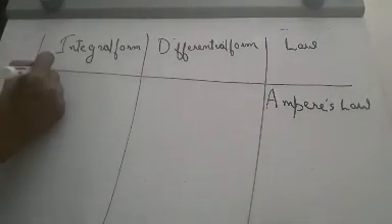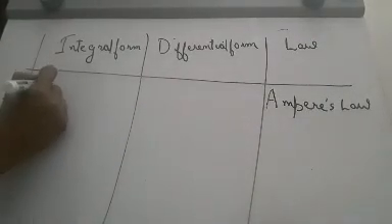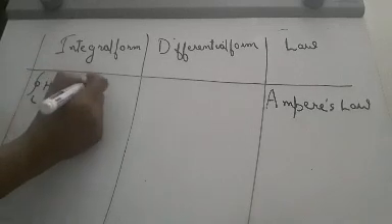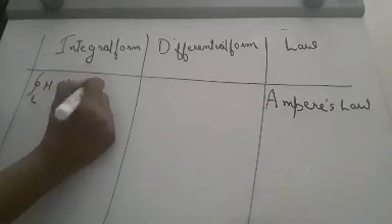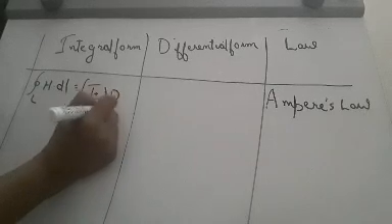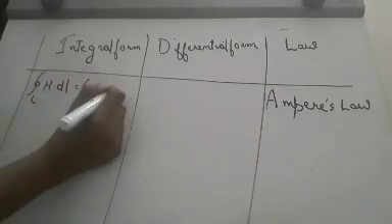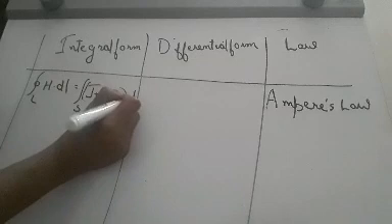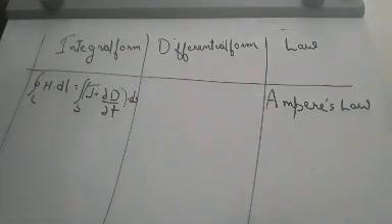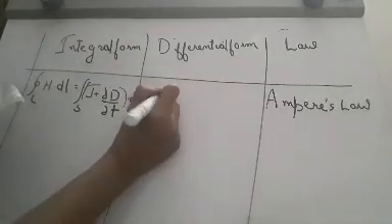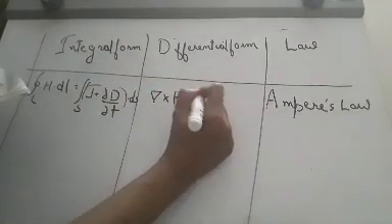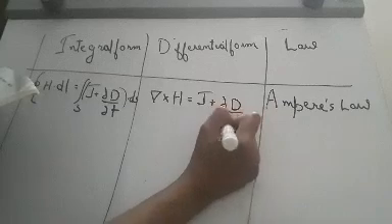Ampere's law in integral form is closed line integral of H dot dl is equal to surface integral of J plus dou D by dou t dot dS. Differential form is del cross H is equal to J plus dou D by dou t.